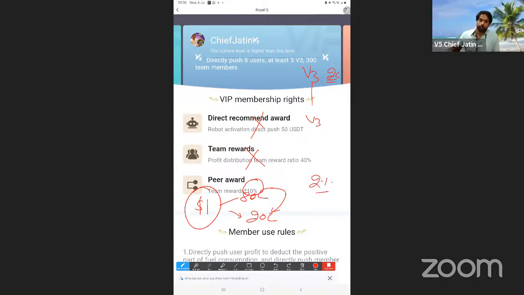Because at V1 and V2, if somebody ranks up to your rank, you will not be getting anything from their team. But as soon as you turn V3, this 2% will keep on coming to you, even if your team has ranked the same as you.